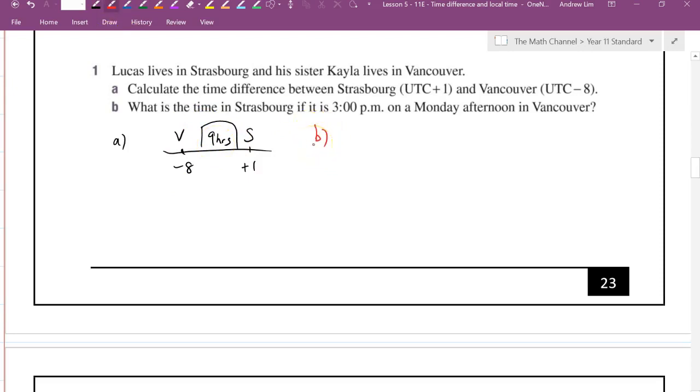B. What is the time in Strasbourg? Maybe I'll do B down here underneath it because I like doing that. What is the time in Strasbourg? It was 3 p.m. on a Monday afternoon in Vancouver. So, because it's 9 hours difference, Strasbourg is 9 hours ahead of Vancouver. So I need to add 9 to this 3 p.m., which is pretty simple. I think we can do that in our heads. That's 12 midnight, which is 12 a.m. on a Tuesday.